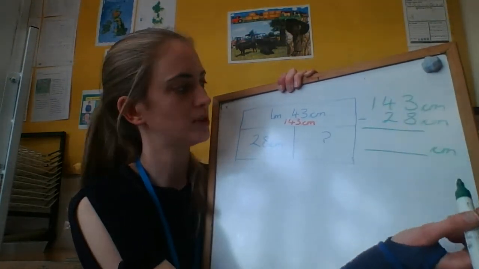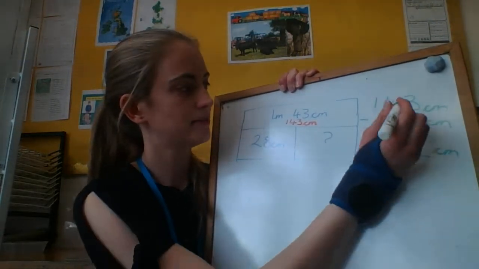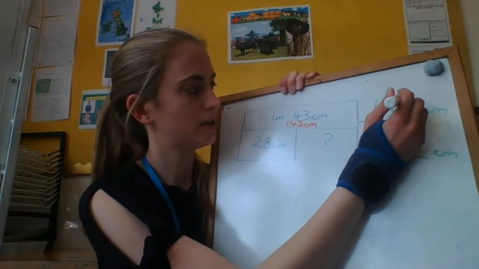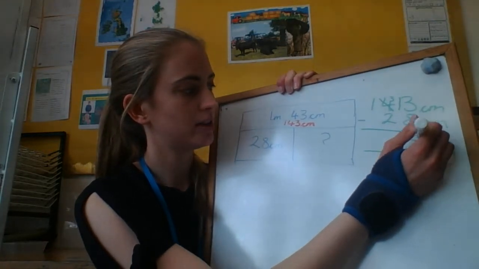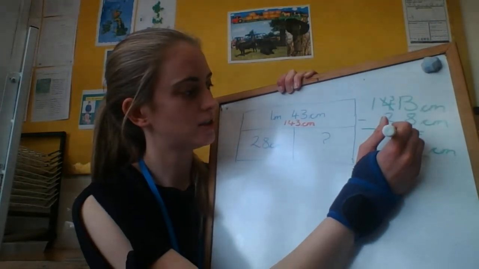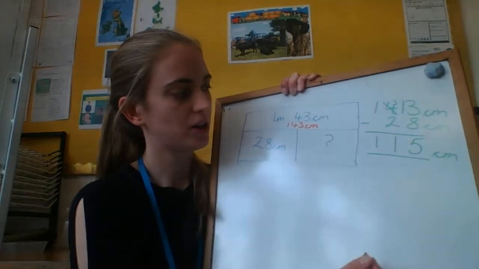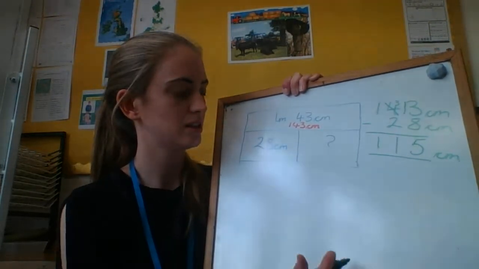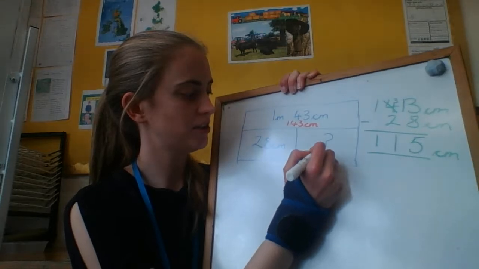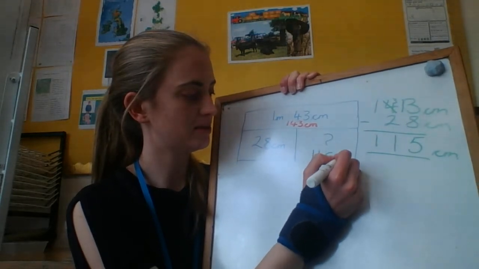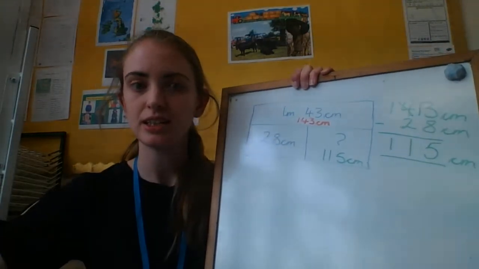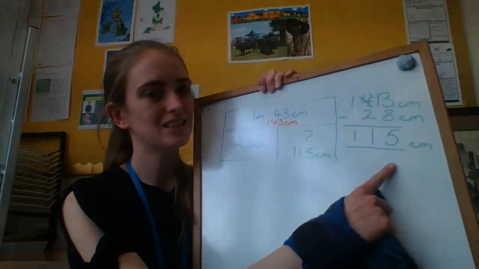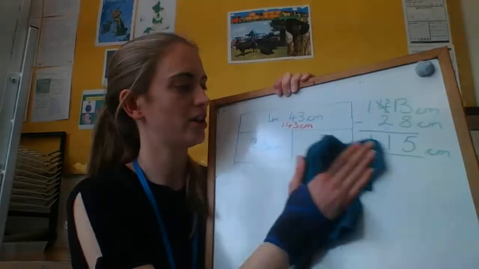So, starting with the ones, 3 take away 8. Can't do that, so I need to borrow from the tens. Can do that one. So I've got 5 centimetres. 3 take away 2 is 1, and 115 centimetres. So in this one, it is 115 centimetres. These two together make this one. So that's a bar model, and it works exactly the same. There is no difference there.